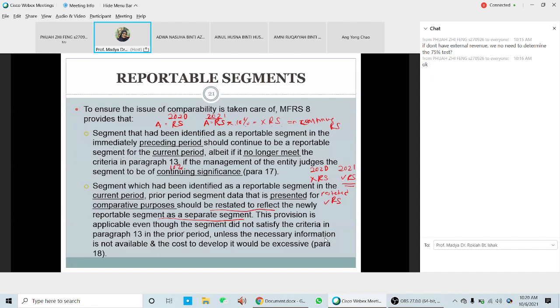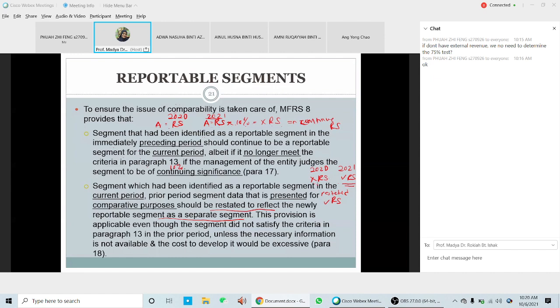Okay, these provisions are applicable even though the segment does not satisfy the criteria of para 13 in the prior year, unless the necessary information is not available and the cost to develop it would be excessive. Okay, if the cost is over the benefit, then we don't need to restate. So this is for the purpose of comparability. Prior year is a reporting segment, so the current year should be a reporting segment also, even though it does not fulfill the criteria. Current year is a reporting segment, so the prior year should be a reporting segment, even though it does not fulfill the criteria.